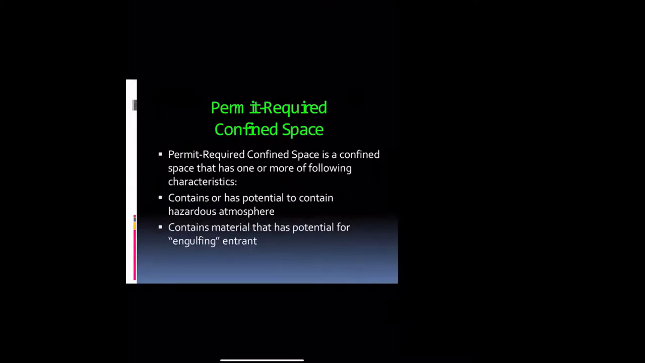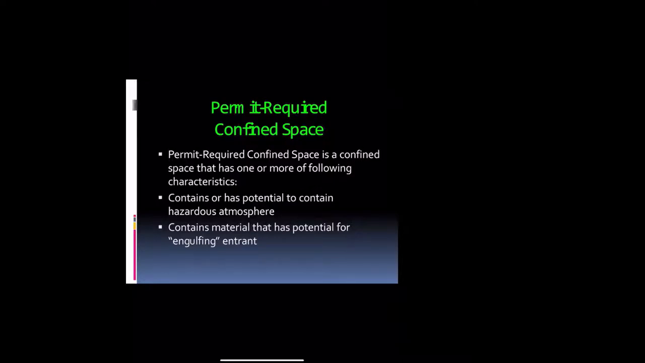Okay, so let's look at the permit required confined space. Remember, we already know what a confined space is. It's large enough for me to fit in it. It has limited ways for me to get in and out of it, and it is not designed for continuous occupancy. That means I don't live there. A permit required confined space, if you look, it says contains or has potential to contain a hazardous atmosphere. That means it's already there, or because of the work I'm doing, I'm drilling a hole into this gas line, it may have potential to now contain a hazardous atmosphere.